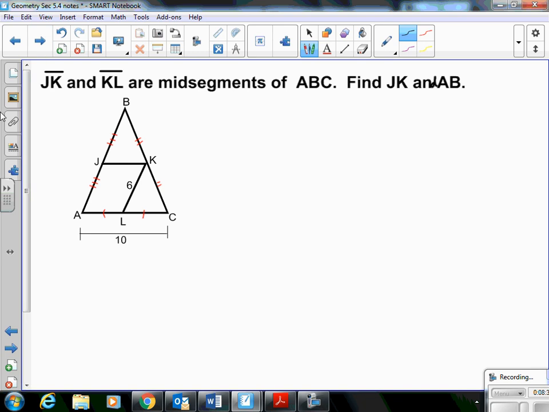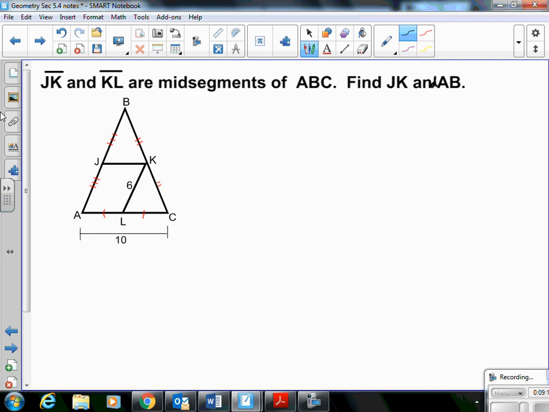Alright, so this one, JK and KL are mid-segments of ABC. So find the length of JK and the length of AB. So this one should be fairly simple. Probably one of the simpler things we do today. So if they're mid-segments, then we know that they are half as long as the side of the triangle that they are parallel to. Right?